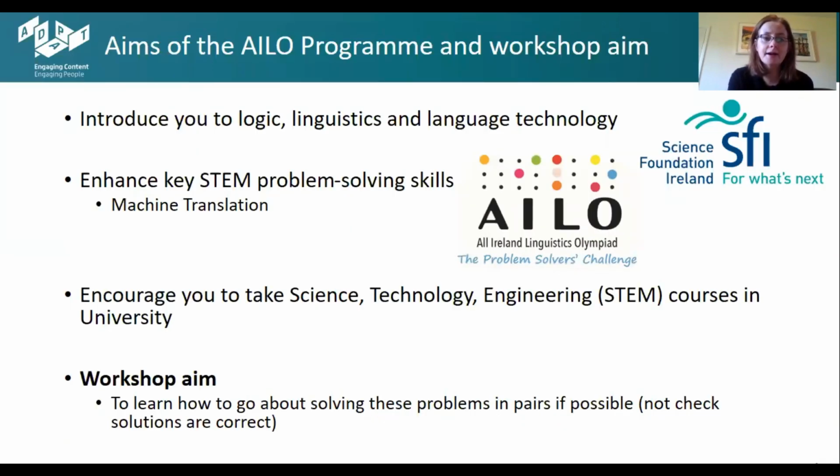So the aims of the programme are to introduce you to logic, linguistics and language technology, with the aim of enhancing key STEM problem solving skills, so many of which underpin what we do in the Adapt Centre around machine translation. Ideally, we want to encourage you to take science, technology, engineering, maths courses at university. And the actual aim of the workshop itself is to learn how to go about solving these problems in pairs or in groups of three. It's not a test. It's really about, how do we learn strategies for solving each type of puzzle. So that's what we're hoping to do in the workshop.